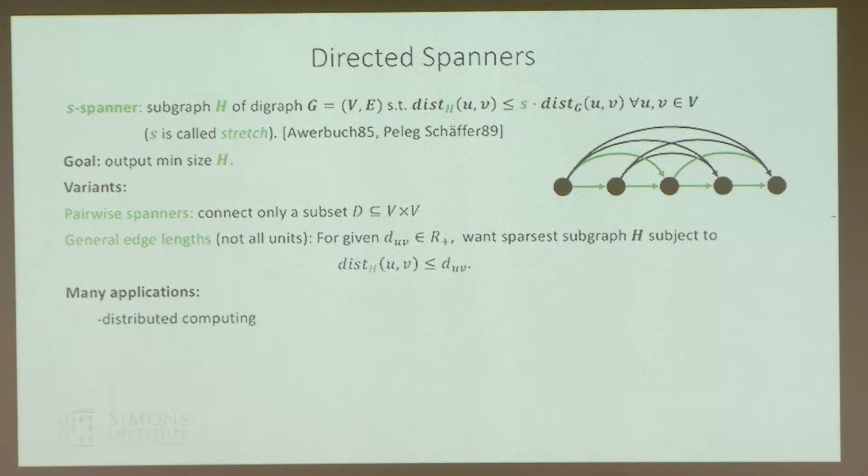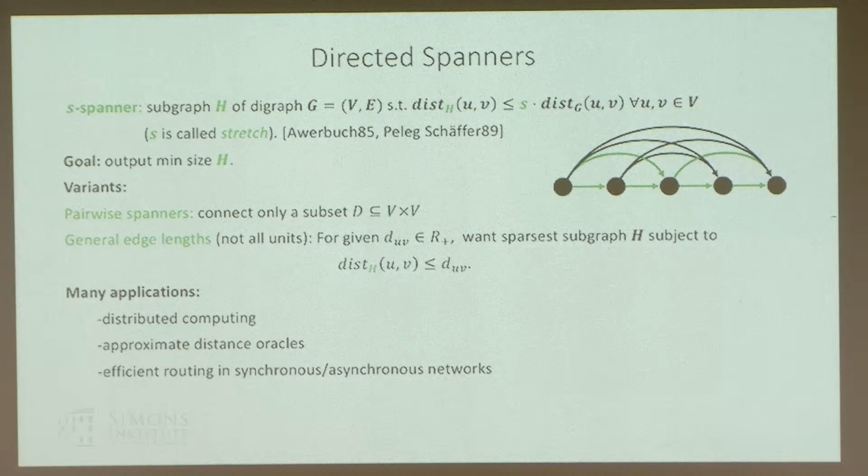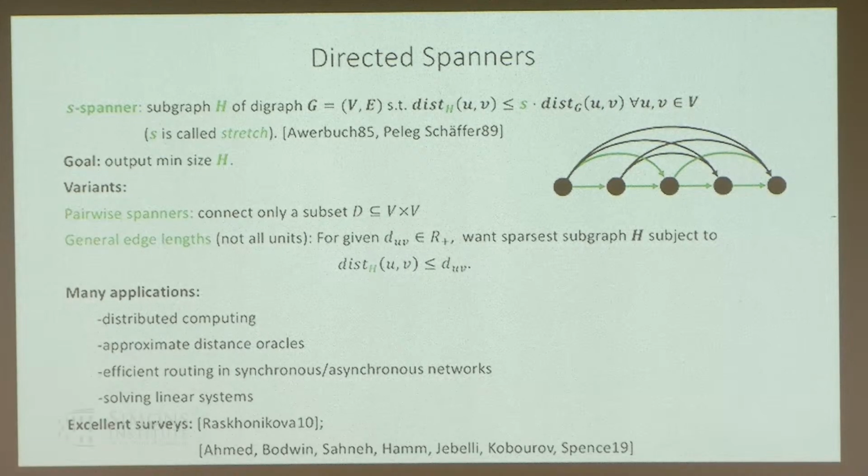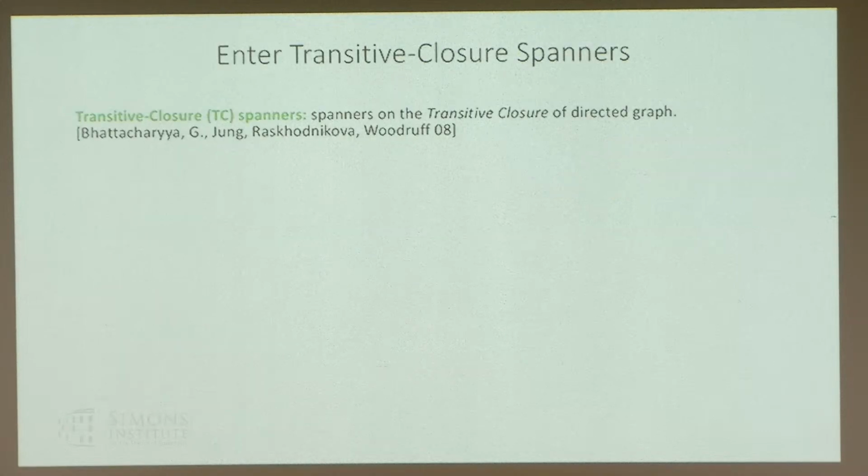There are many other variants as well, and also lots of applications and a couple of really good surveys that people can check if they're interested. I came to think about directed spanners in a very roundabout way. So first, we encountered these objects called transitive closure spanners. We define them this way because they are actually spanners on the transitive closure of a graph.